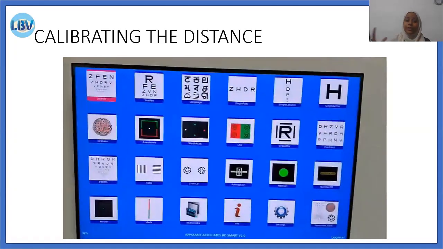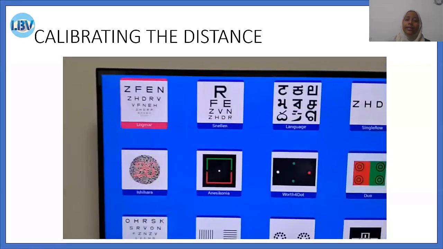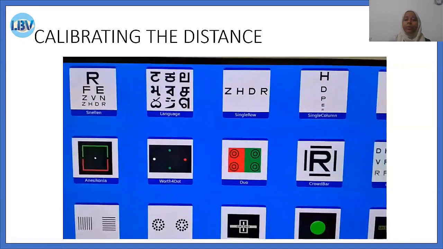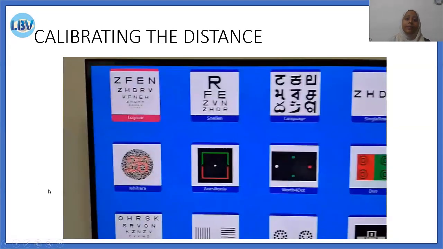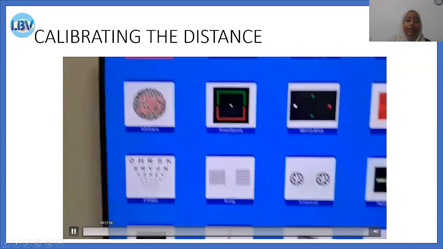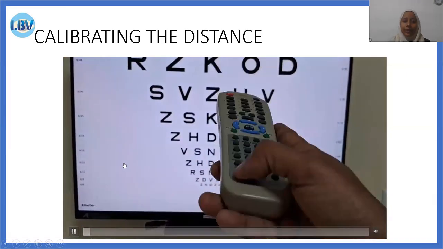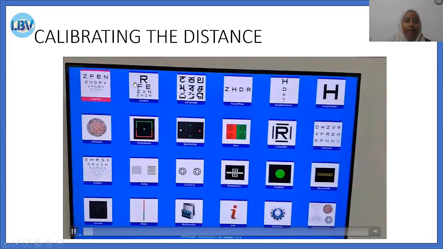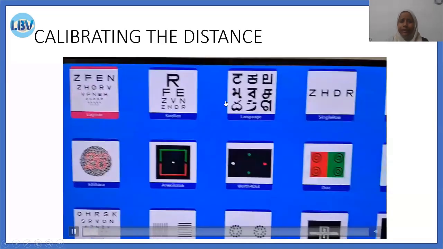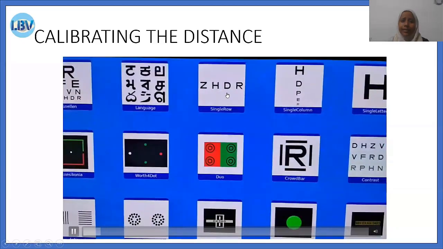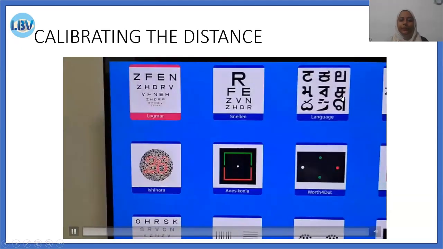So you have different charts and all the charts are there in just one place. So you don't need to have different charts in your clinic. You just need to have this LCD vision testing device and you can have all the charts at one place. So you can see we have the Snellen chart, then we have logMAR chart, then charts in different languages, single row, single column, and single letter.